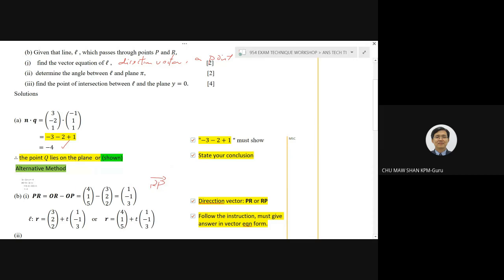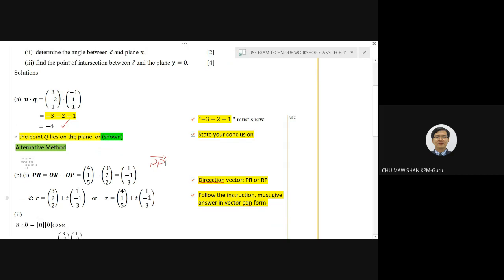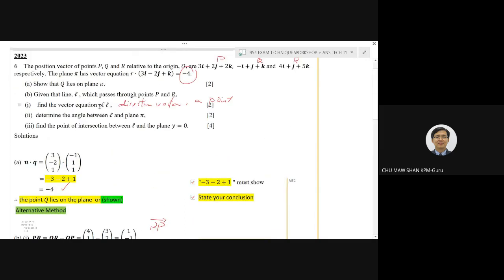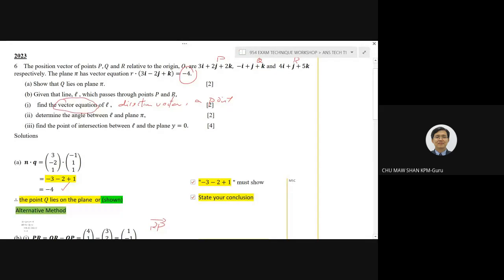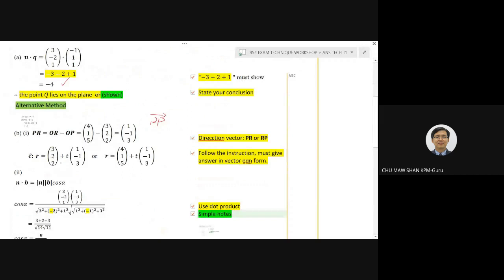Jadi sebenarnya ada 4 jawapan. With that combination, ada 4 jawapan lah. Okay, here I just list out the 2, in which supposed to have 4 choices to express the equation of the line. Strictly follow the question vector equation. Ini pula kena follow, jangan lupa. Maka bagilah dalam bentuk vector equation.